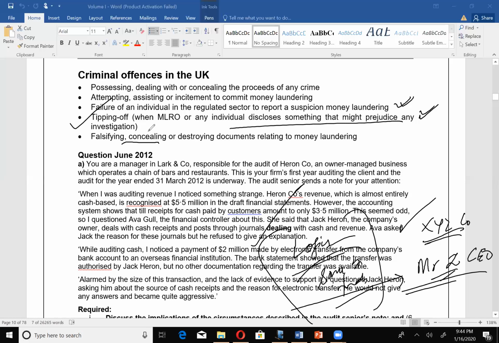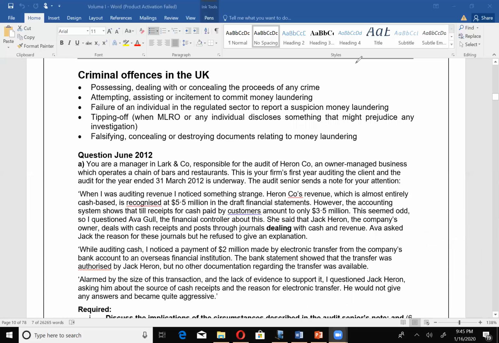So that disclosure might prejudice the investigation of money laundering. Again, the auditor will be responsible for that. That is a crime. And after being tipped off, what will Mr. Z do? He will try to destroy documents, alter the record, falsify the record. So again, that is also a crime if they do so. So these are the crimes in the UK.